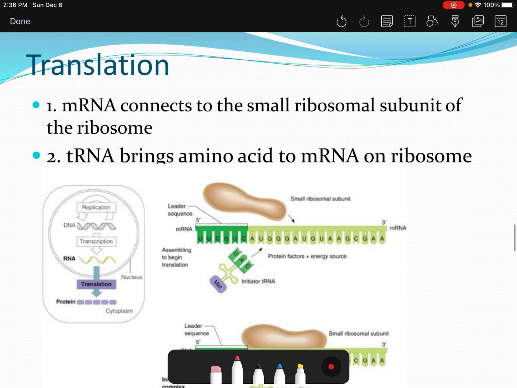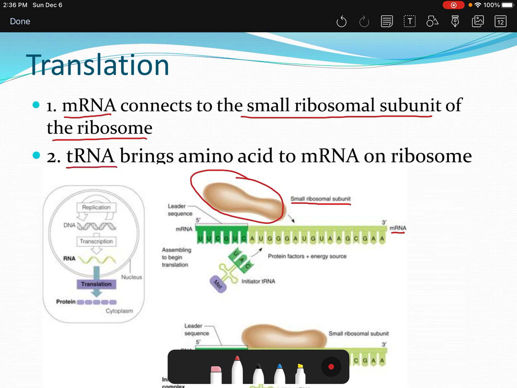So as far as the steps of translation, the first thing that happens is the messenger RNA connects to the small ribosomal subunit of the ribosome. So here we have your messenger RNA here. Here's your small little ribosomal subunit here that's going to get connected to it.